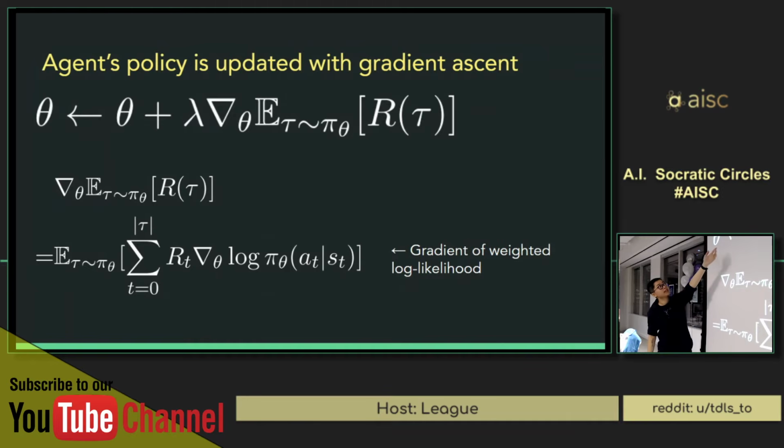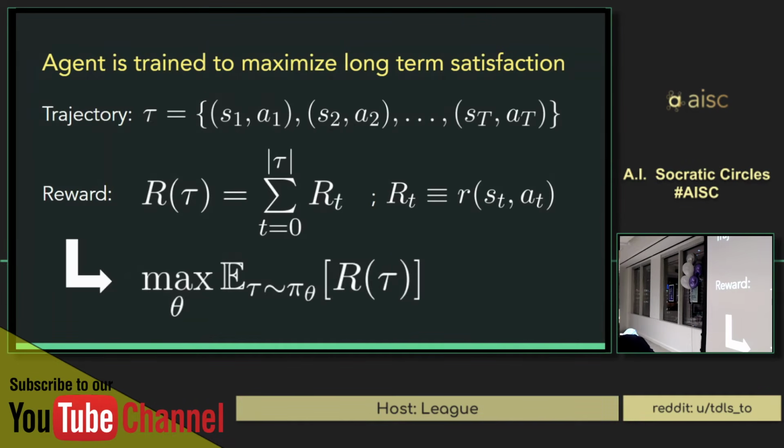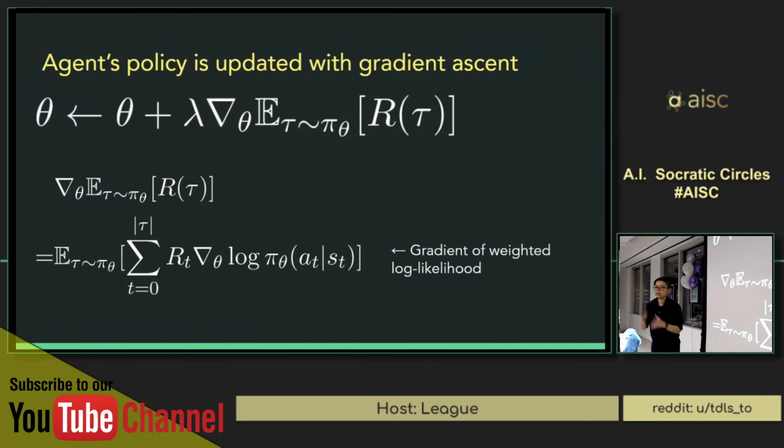Here we're doing gradient ascent. Like the previous slide said, we want to maximize the expected cumulative reward given this policy. So that's the expected cumulative reward, and we want to update the parameters with the gradient step.